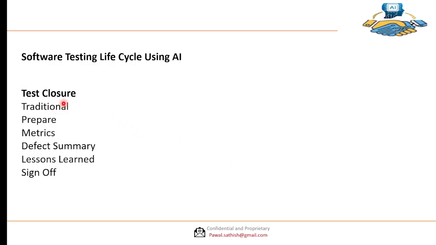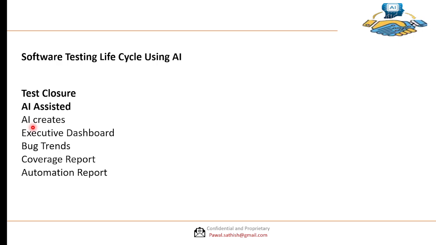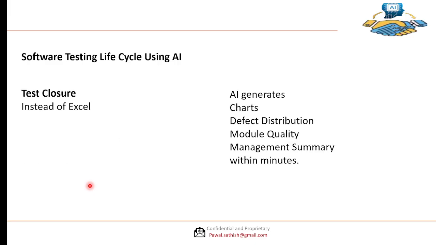Then test closure. The traditional approach is that we prepare a matrix as a manual QA or the QA lead: defect summary, lessons learned, and the sign off. But if we are using AI, it will create a dashboard, bug trends, coverage report, and automation reports. So it is saving a lot of time. Instead of Excel, we'll move to AI-generated charts, defect distribution, module quality, and a management summary within minutes, and it's very useful.